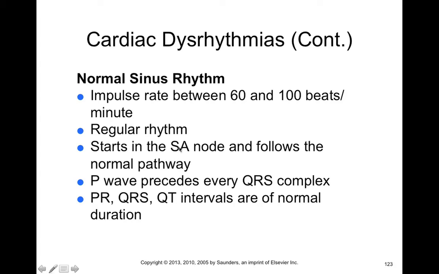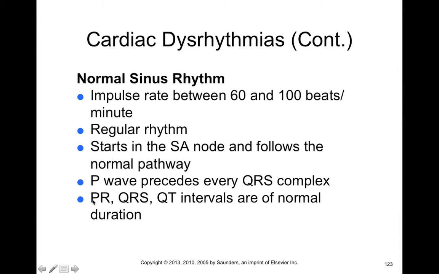Then it starts in the SA node and follows that normal pathway. So it goes from the SA node through the internodal pathways to the AV node, to the AV bundle, bundle branches, Purkinje fibers, or subendocardial conducting pathway. The P wave precedes every QRS complex, which should be followed by a T wave.